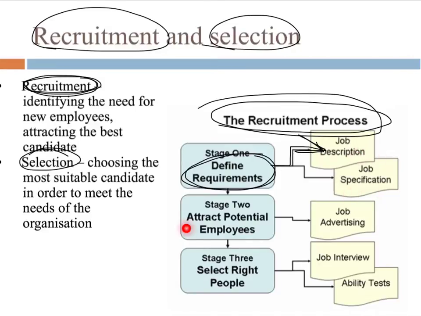The second stage then is how we actually attract employees. So that means we're going to advertise the job. Where do we advertise it? How do we advertise it? And once that's happened, how do we actually select the person that we want? So it might be through an interview, or it might be through different ways of testing who's good at what. So the recruitment process, regardless of how big our business is, all of this is gone through at some point.